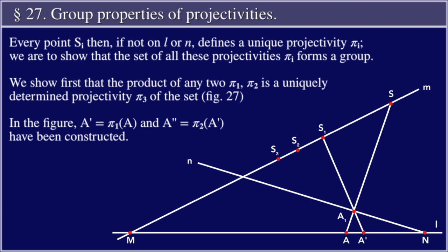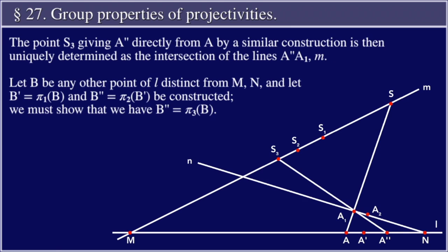We show first that the product of any 2, pi sub 1, pi sub 2, is a uniquely determined projectivity pi sub 3 of the set. Figure 27. In the figure, A prime equal to pi sub 1 of A, and A double prime equal to pi sub 2 of A prime have been constructed. The point S3 giving A double prime directly from A by a similar construction is then uniquely determined as the intersection of the lines A double prime A1 and m.